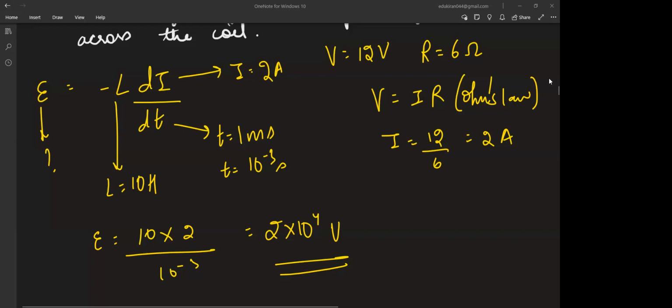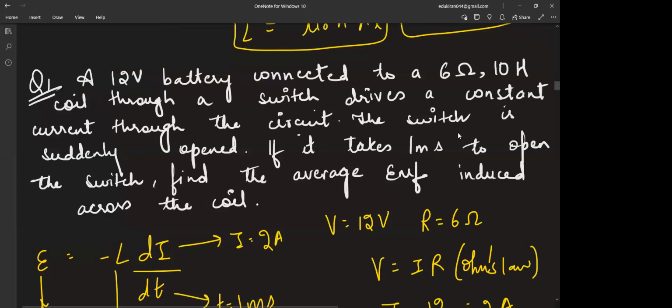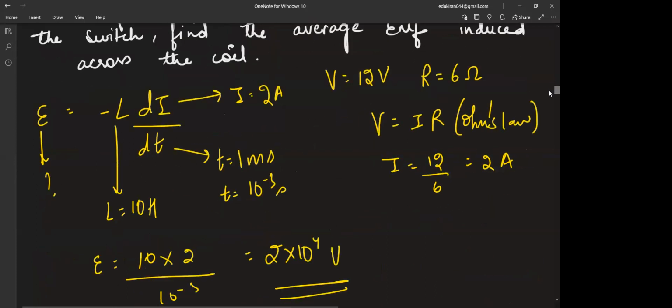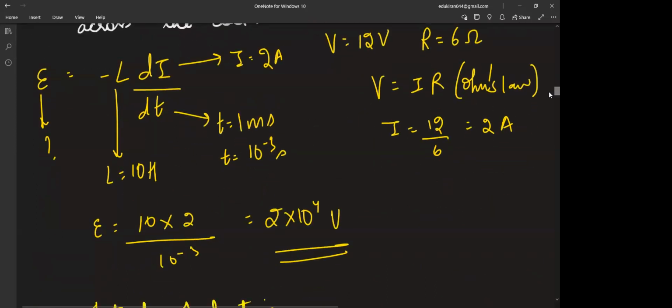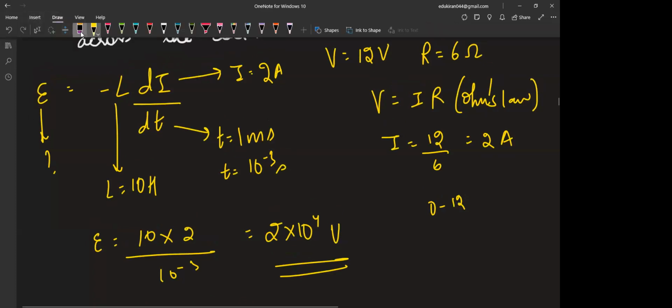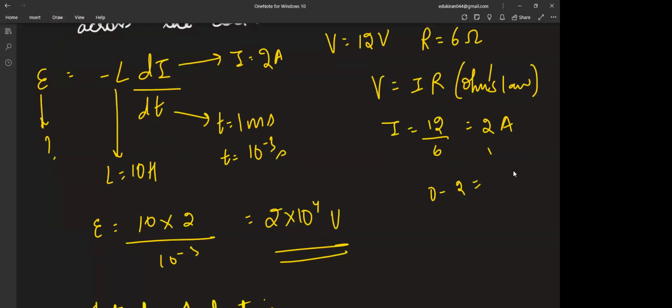Yes, Shahid, regarding the negative sign which you are asking, it is saying that the switch is suddenly opened. So if the switch is suddenly opened, it means the current finally becomes zero. So when you calculate the change in current, this will also be negative. It's actually 0 minus 2, so that becomes minus 2. Now when you substitute, this negative sign and this negative sign both become positive. That's why initially I didn't put it. Okay, Shahid?